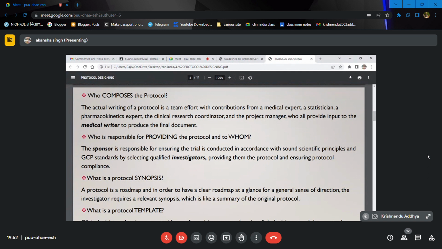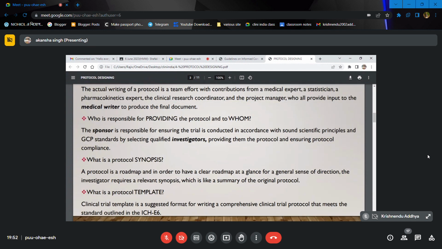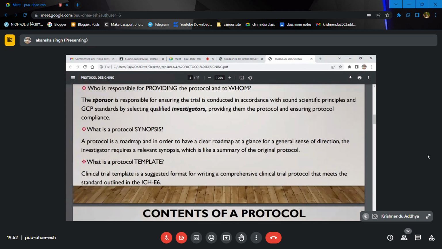What clinical design, what parameters you are going to use, what phases you are going to study. So it will have everything in a summarized way. Okay, understood? Yes or no? Yes, ma'am. So ma'am, after the summary, what is a template?